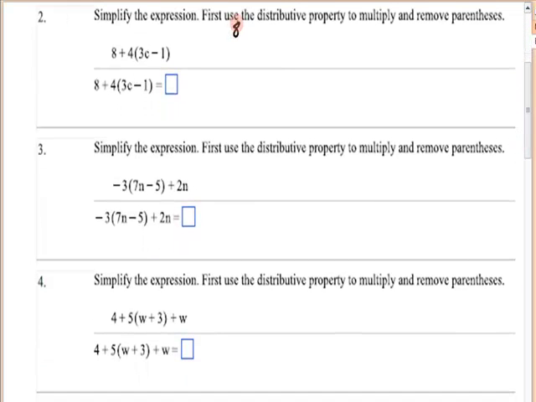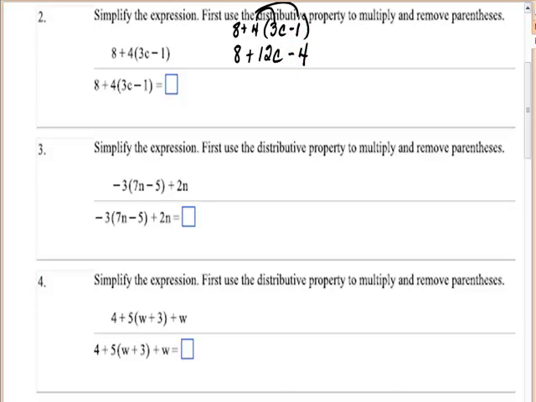I have 8 plus 4 parentheses 3c minus 1. All right, I notice parentheses. Is there a number to distribute? Yes. Somebody might want to add those together first, but no, you do distributive property first. So I'll keep the 8. 4 times 3c is 12c, and it's positive, so I'll put the plus sign. 4 times negative 1 is negative 4.